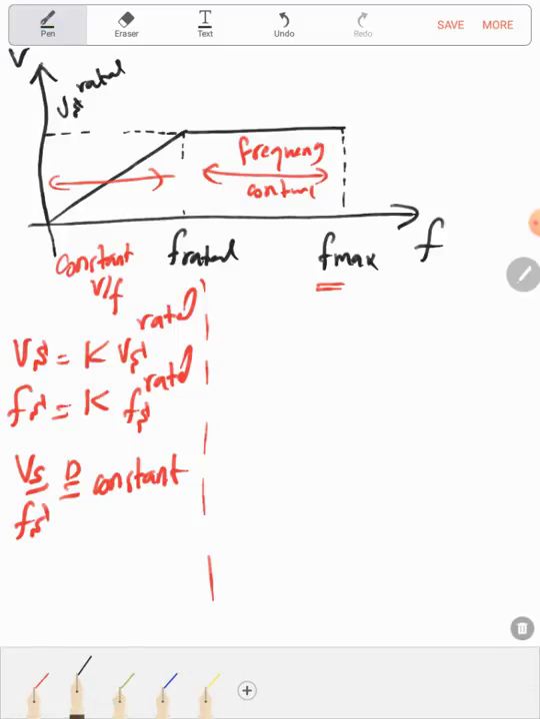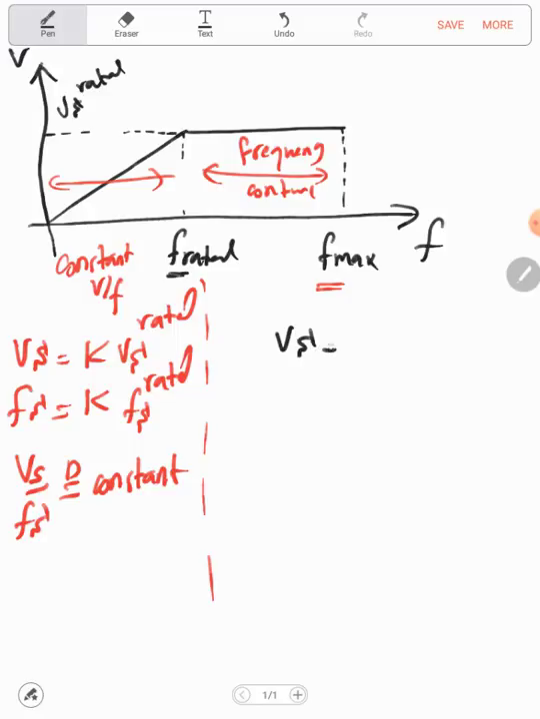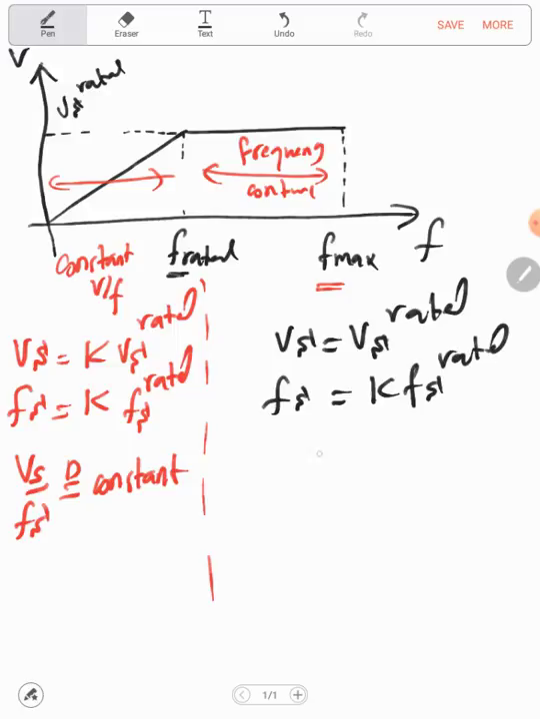Now in the frequency control, if the frequency exceeds the rated value, then the voltage should be fixed, so Vs is equal to Vs rated, while Fs is equal to K Fs rated, and here K is greater than or equal to 1, while in the constant V over F we have K less than 1.